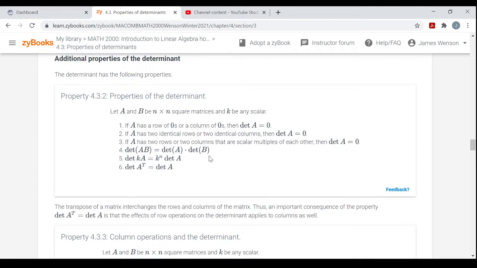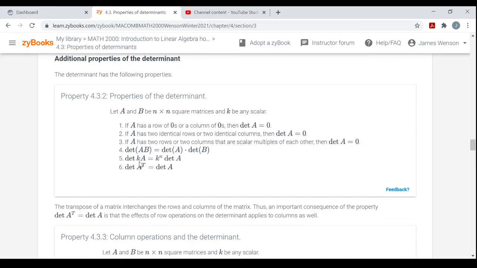Right. Here's a nice property. The determinant of the product of 2 matrices will be equal to the determinant of the first matrix times the determinant of the second matrix. Okay, so that's nice to know. And this is going to help us out too when we talk about the determinant of an inverse. If we know the determinant of a matrix, we can easily find the determinant of its inverse using this property here. We'll see that later, not in this section.